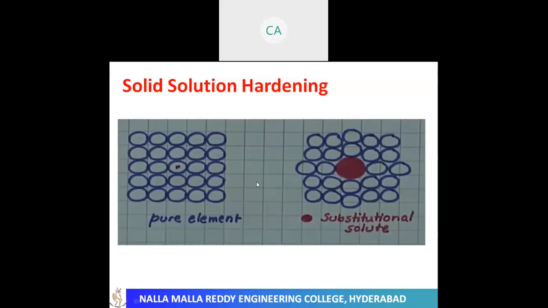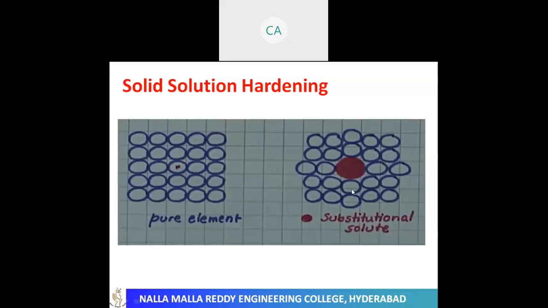Suppose we substitute one of the atoms by a larger atom. So this is a substitutional solid atom and this is an interstitial solid, and then the neighboring atoms have to move out and there will be a strain field around the solute atom. This strain field interacts with the strain field of a dislocation.